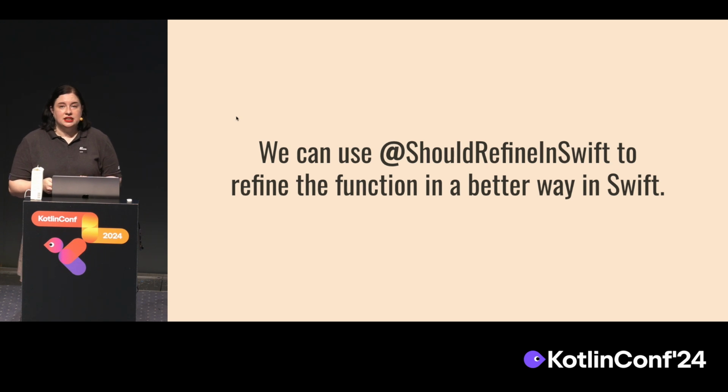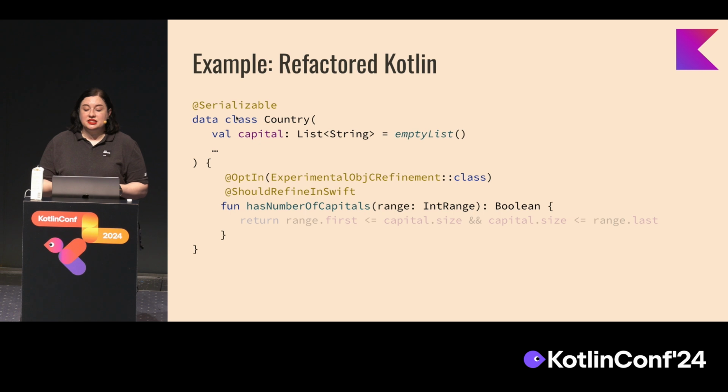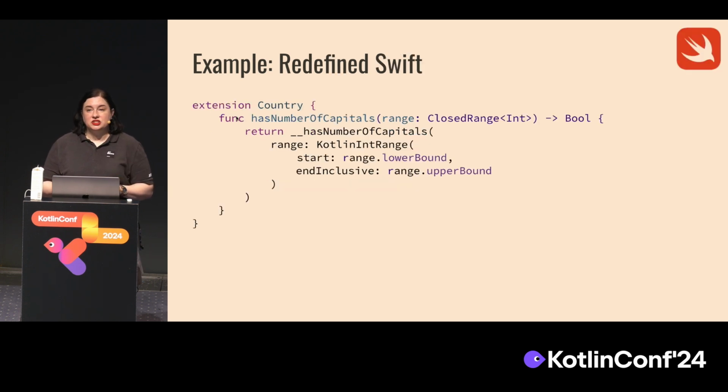So instead, let's use ShouldRefineInSwift, the annotation to indicate that we want to refine the function in a better way in Swift. We simply annotate the function with @ShouldRefineInSwift in our Kotlin code, and then in Swift we have to create an extension on the country class that has a function called hasNumberOfCapitals that takes a closed range, a Swift closed range parameter.